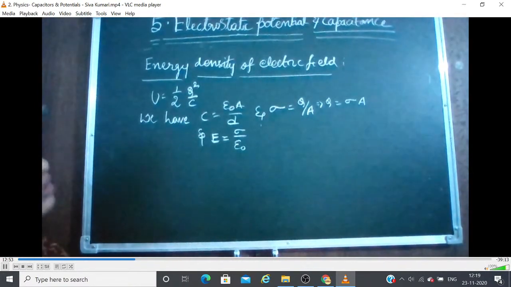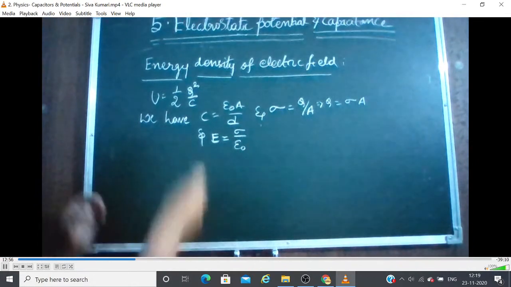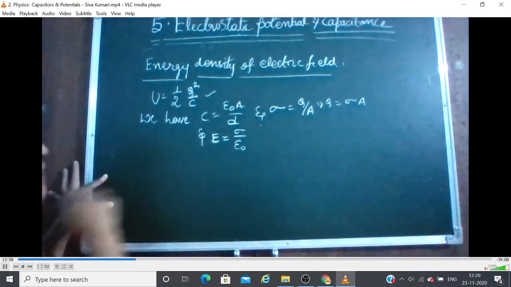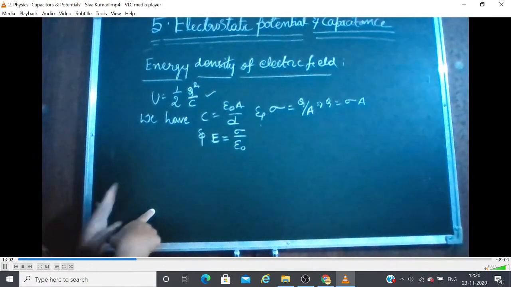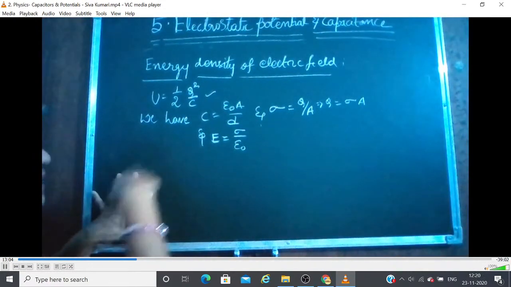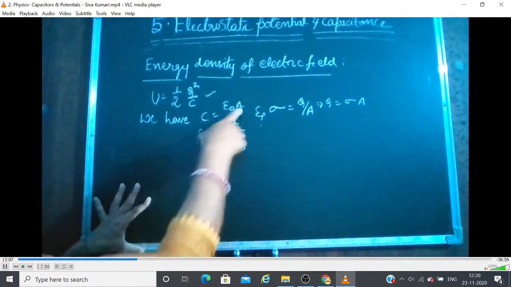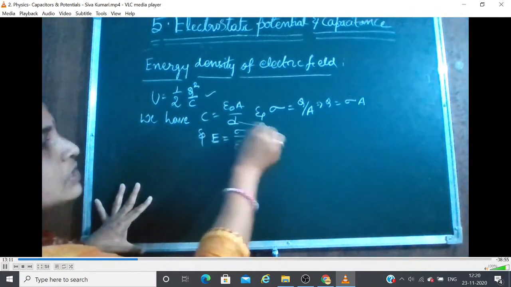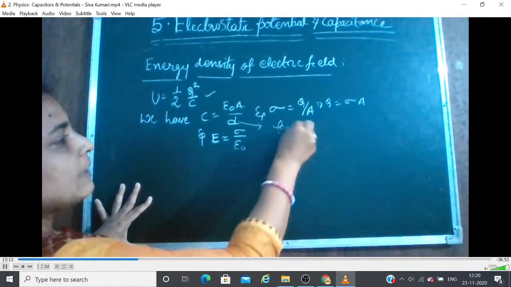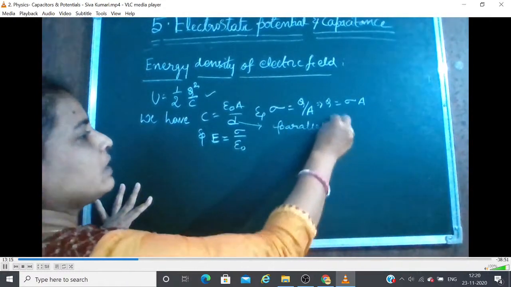Energy density of the electric field. We have these equations. Now we have derived U is equal to half Q square by C. And also in the previous classes we have the equation C is equal to epsilon naught A by D, which is the equation for a parallel plate capacitor. Parallel plate.